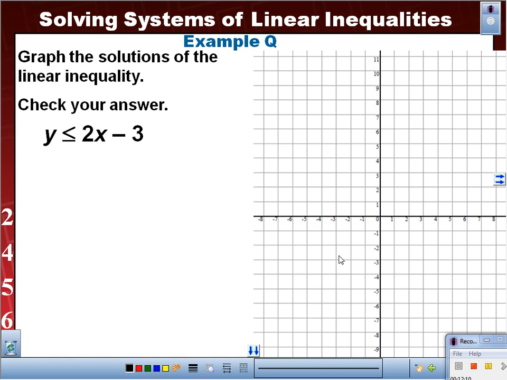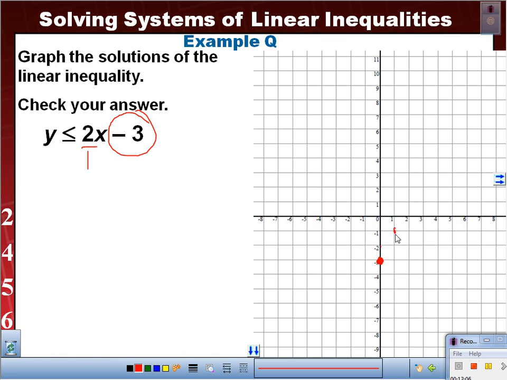Here we go. It says, graph the solution of the linear inequality. Check your answer. Well, I'm going to look at this. This looks familiar because it's in slope-intercept form. Is that correct? But instead of an equation, now it's a what? Inequality. So to graph it, I'm going to treat it like if it was an equation. Where do I start? Pay attention, please. Here you go. What is my y-intercept? -3. There it is. What is my slope? 2 over 1. That means 2 steps up.